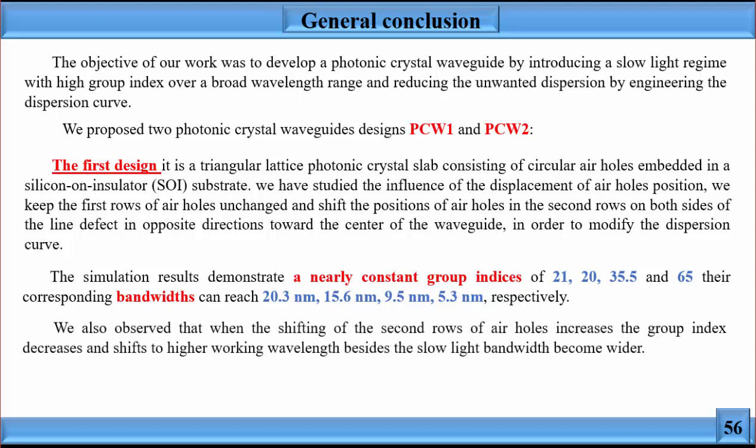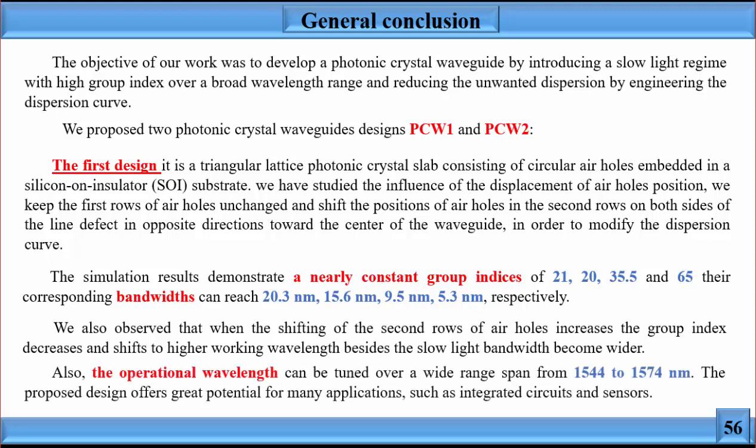We also observed that when the shifting of the second rows of air holes increases, the group index decreases and shifts to a higher working wavelength. Besides, the slow light bandwidth becomes wider. Also, the operational wavelength can be tuned over a wide range, spanning from 1544 to 1574 nm. The proposed design offers great potential for many applications, such as integrated circuits and sensors.